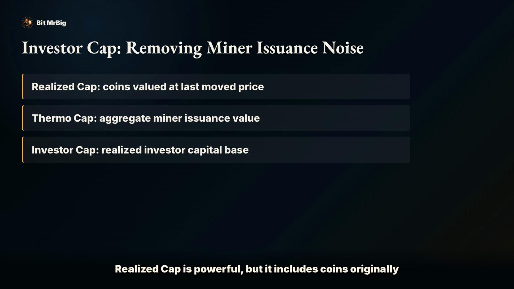Realized cap is powerful, but it includes coins originally issued to miners. Thermocap is the aggregate primary issuance value paid to miners over the life of the network. When we subtract thermocap from realized cap, we get investor cap. In plain English, we are stripping out the miner issuance component and asking, how much capital has the investor side of the market effectively put into Bitcoin?